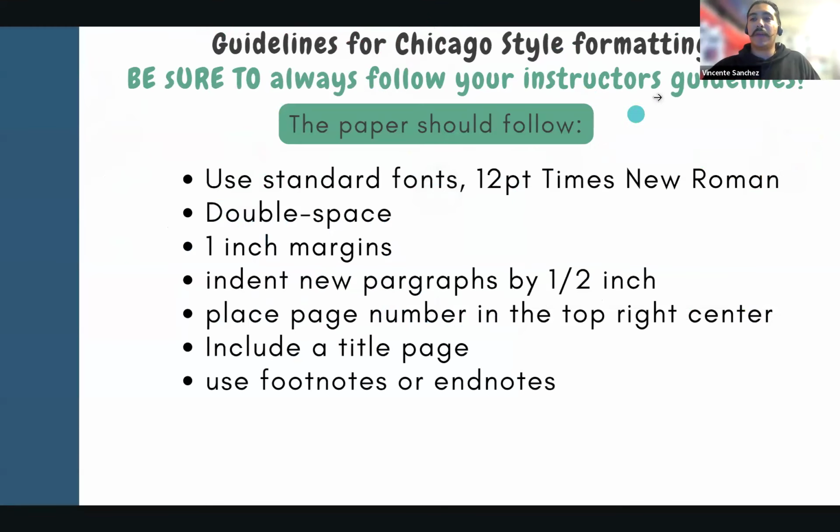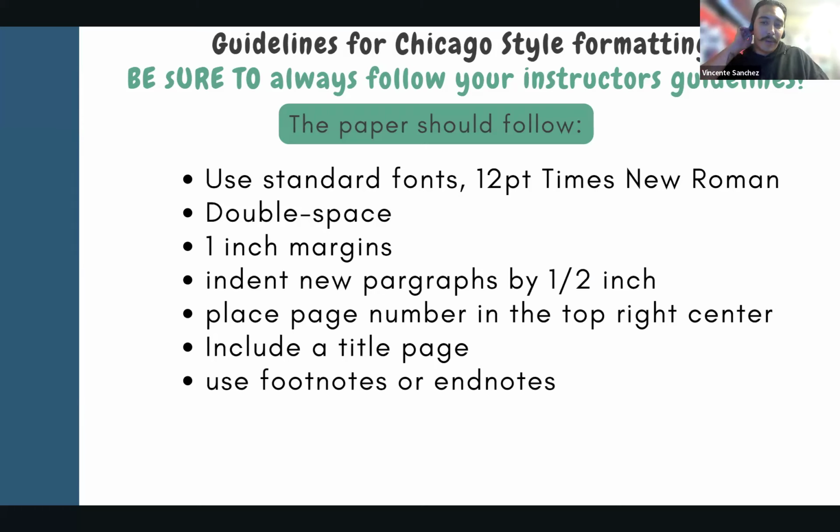A couple guidelines that we have here: just as we said before, always check with your professor and look at the prompt that they have. But as far as that goes, we're going to use standard fonts, of course, with 12-point Times New Roman. We're going to double space. We're going to have 1-inch margins, and you're going to indent every new paragraph by 1/2 inch. You're also going to place the page number in the top right center, and you're going to include a title page, and you're going to use footnotes or endnotes.